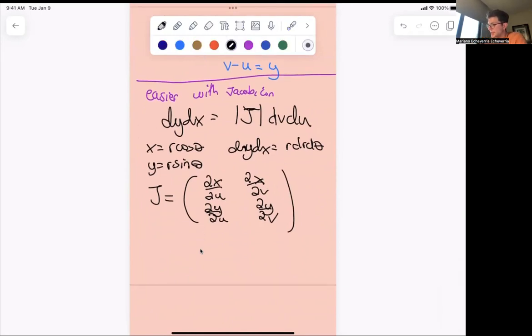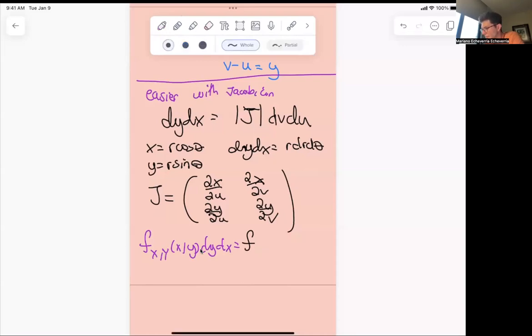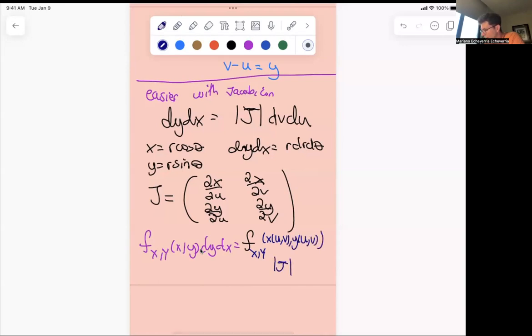So what this is saying should translate to the formula: f of x, the density, times dy dx, becomes the density in terms of u and v, making the substitutions. Here I'm just saying the density function where you replace x as a function of u and v, and y as a function of u and v, times the Jacobian dv du.